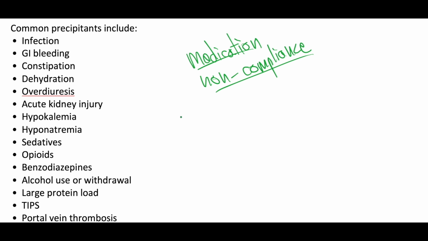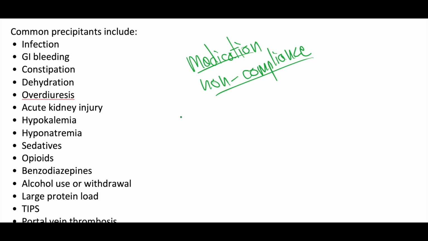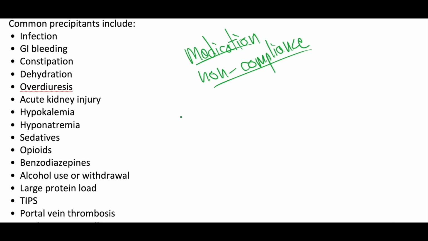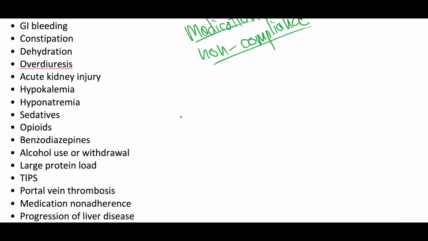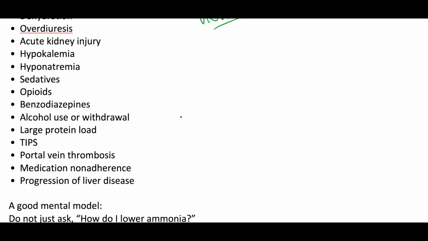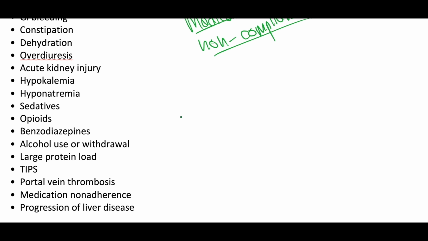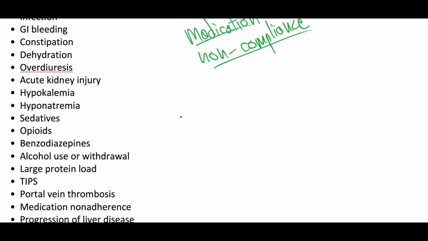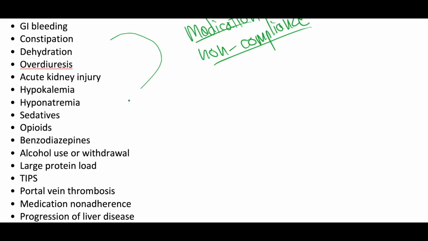Common precipitants, look how long this list is. If you're listening to the podcast form, you probably don't need to hop over to the video just to look at this list. We'll read it quick. There's a long list, and this isn't even exhaustive, of common precipitants: infection, GI bleeding, dehydration, AKI, electrolyte derangements, sedatives, benzos, alcohol withdrawal, large protein loads, TIPS, portal vein thrombosis, medication non-adherence, progression of liver disease, right? All of these things can be precipitants for hepatic encephalopathy. So you need a very structured approach to evaluate these patients.